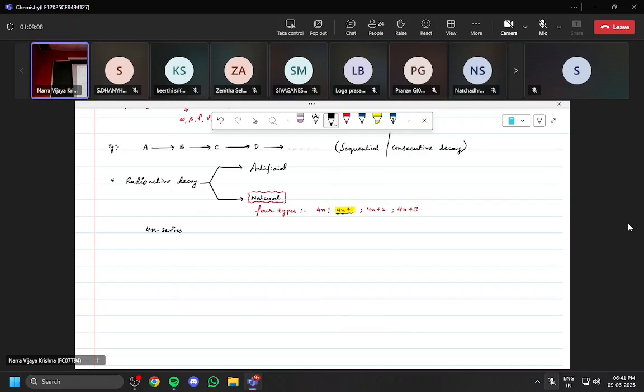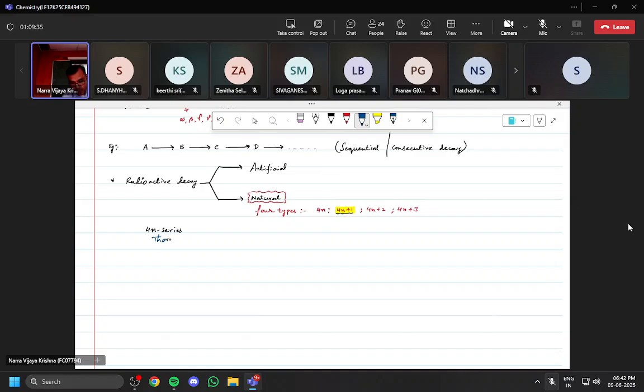Whatever nuclei are obtained, either parent or daughter, if their mass number is divided by 4 and the remainder is 0, then only it comes under the 4n series. If the remainder is 1, 2, or 3, it is 4n plus 1, 4n plus 2, 4n plus 3, and so on. This 4n series is also called the thorium series.